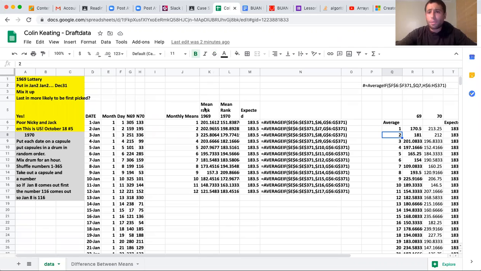So, chapter 2, we all looked at it and we were able to see that there was a bias in the 1969 draft for the Vietnam War. What that meant was the birthdays weren't mixed well enough, resulting in people with birthdays in the later part of the year being more likely to get selected. And why is that a problem?